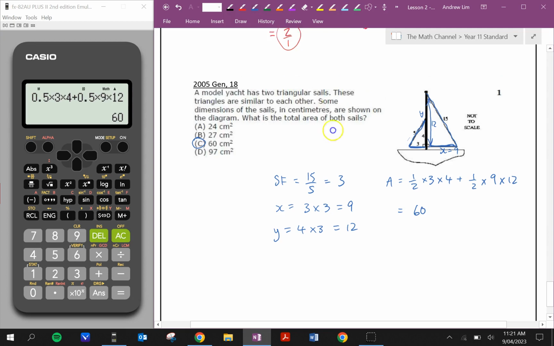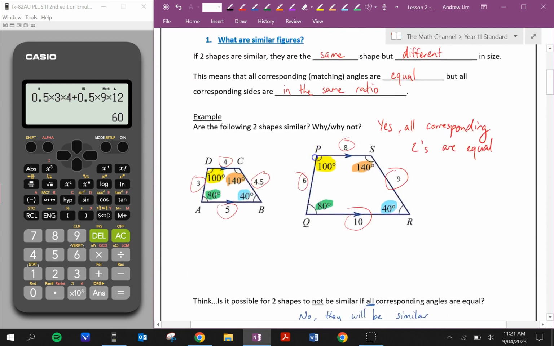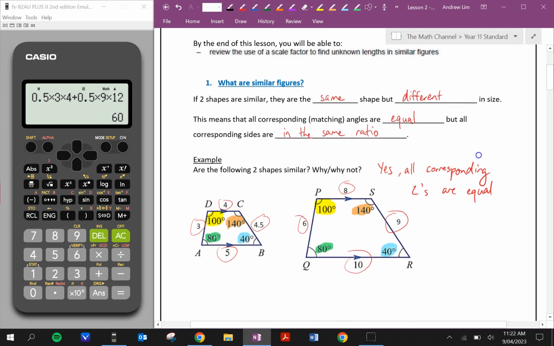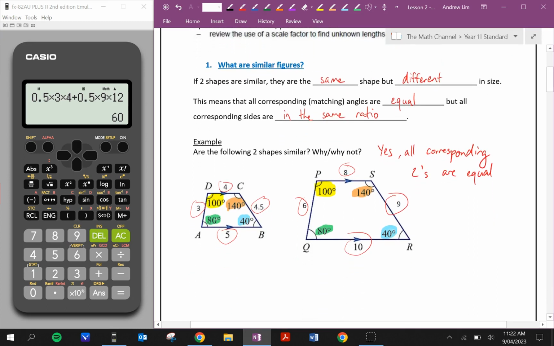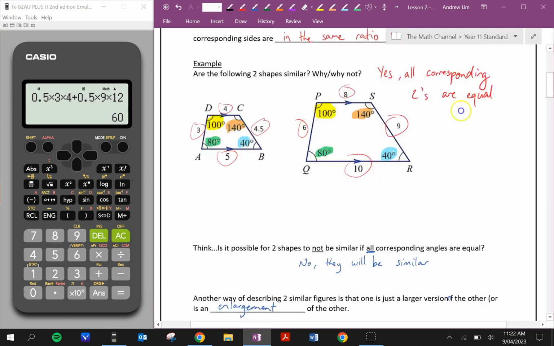Alright, so that's it for this video. So, what did we learn from today's lesson? Okay, we learned what similar figures are. Similar figures are pretty much just two shapes that have the same shape, but are different in size. That means all the corresponding angles are equal, and all the corresponding sides are in the same ratio. And that's really useful in working out any unknown sides.